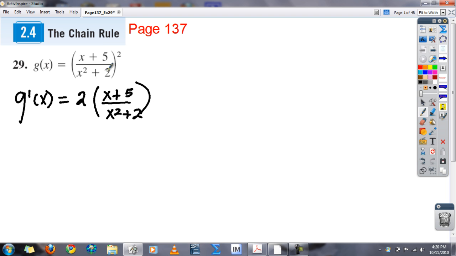Now you have to remember times the derivative of the inside, and this is where things get a little sticky, because the inside here is a quotient. So the only way we can find the derivative of this guy is to use the quotient rule. So here's the quotient rule, if you can't remember: v u prime minus u v prime over v squared. So we have to use this formula for the inside because that's a quotient. Alright, so here we go.